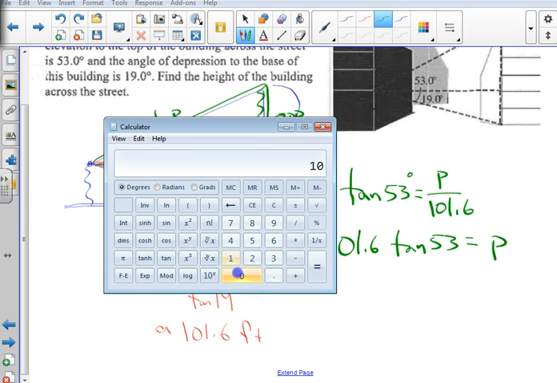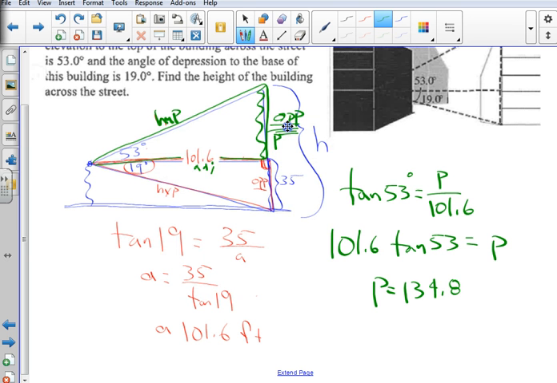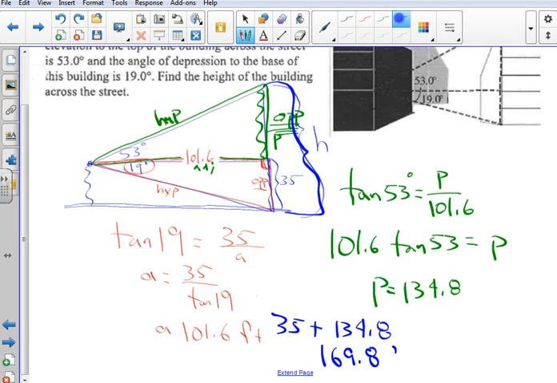So 101.6 times tangent of 53 equals 134.8. So P is 134.8. And then my final answer is for the total height, remember I want this whole distance, is going to be 35 plus 134.8. So that's going to be 169.8 feet.